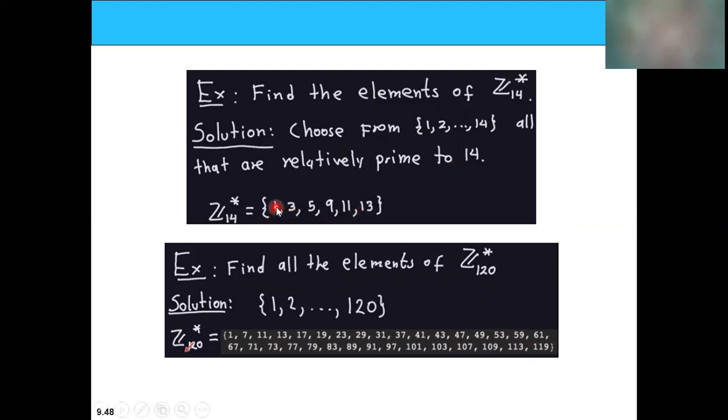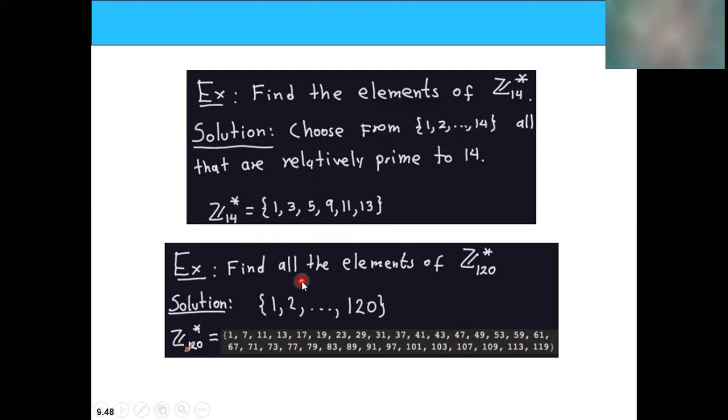The GCD of 1 with 14 is 1. The GCD of 3 with 14 is 1. GCD of 5 with 14 is 1. GCD of 9 with 14 is again 1. GCD of 11 with 14 is 1. GCD of 13 with 14 is also 1. In that case, dear student, you can say Z14 star consists of all unit elements of Z14.